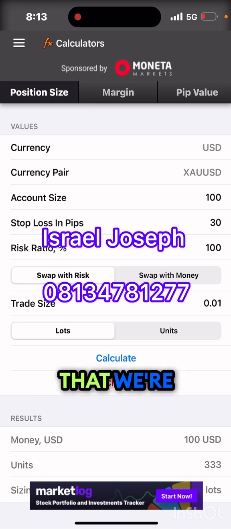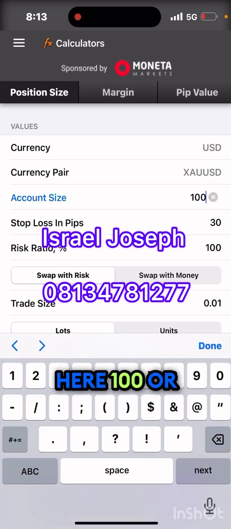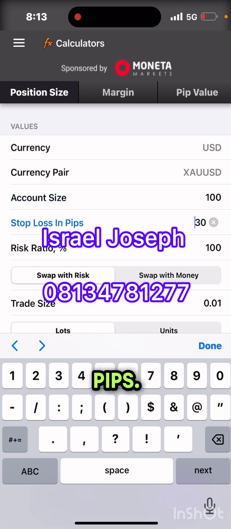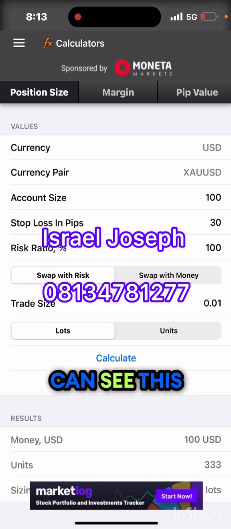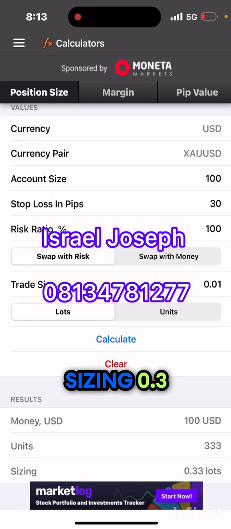What that simply means is that we're going to be putting the account size here as $100, or you can use $50 depending on your total capital. Here, for this example, we're using $100. Then our stop loss is 30 pips. Then we're risking 100%. In other words, we're risking the whole $100 to take the trade. Now, as you can see in this calculation, we're going to be using a size of 0.33, which is a 0.30 lot size on a $100 account with 30 pips.